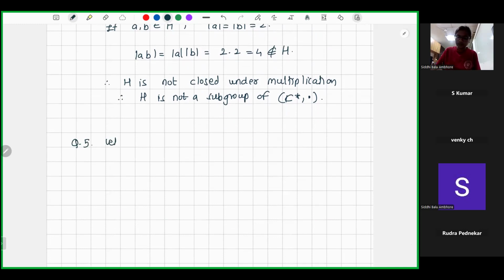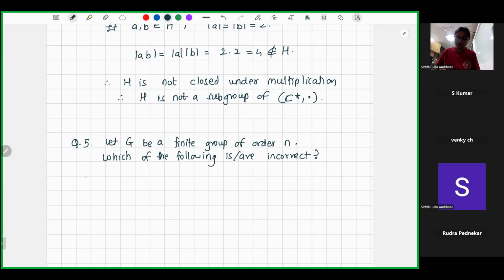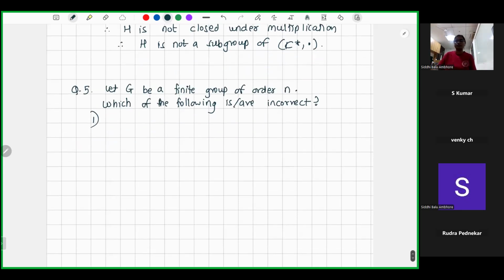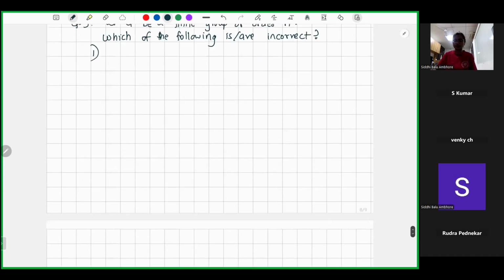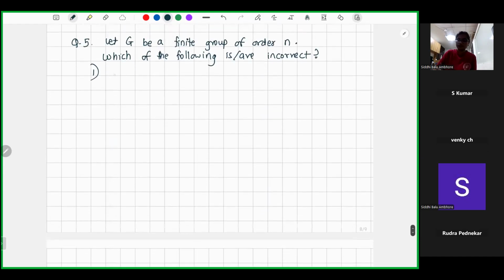Meanwhile, I will write the question, and you can also try to read what I'm writing and try to find counterexamples or examples of this. Of the following, which are incorrect? We have to find the wrong statements out of the options. Let me write the options first.